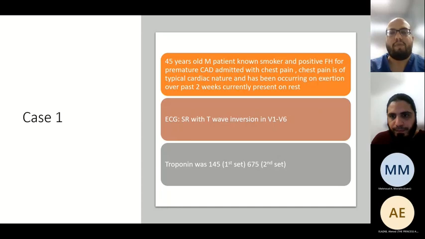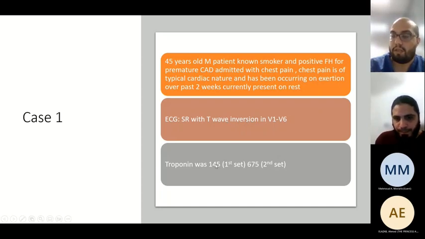That's fine. So this patient is a 45-year-old male, known to be a smoker and known to have a positive family history of premature coronary artery disease. The patient is admitted with chest pain of a typical cardiac nature, occurring on exertion over the past 2 weeks and currently present at rest. The patient's ECG was sinus rhythm with T-wave inversion from V1 to V6. The first troponin done by ED was 145, and the second troponin, done while the patient was being clerked, was 675. Do you think this is type 1, type 2, or other types?